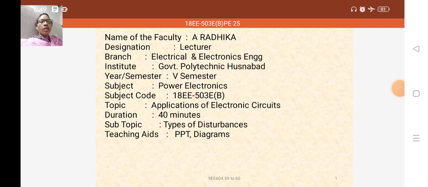In this class, we are going to discuss about the applications of electronic circuits. Under this, we are going to discuss about the power electronics applications, and also we are going to discuss about the types of disturbances.